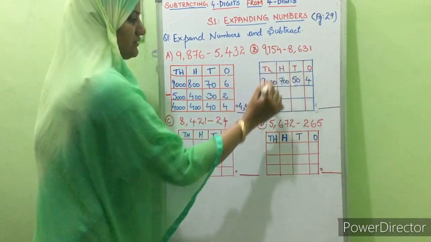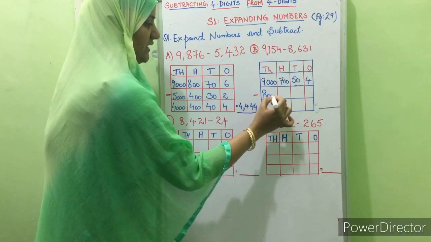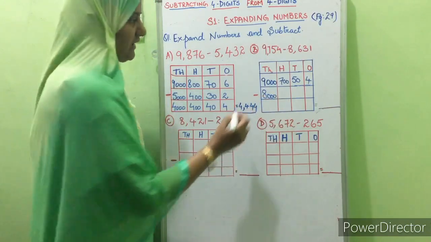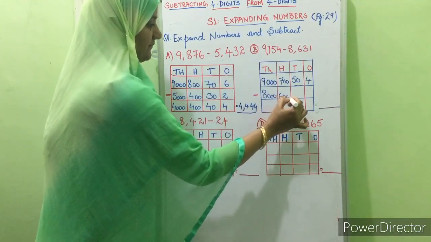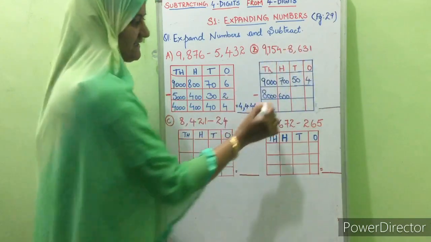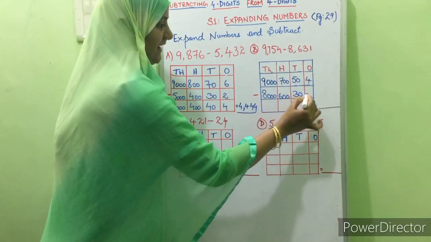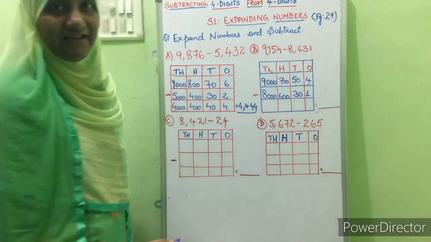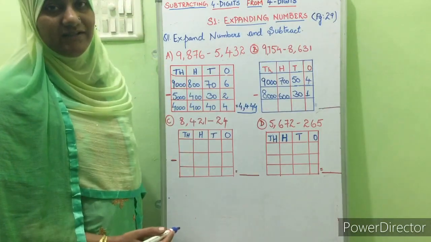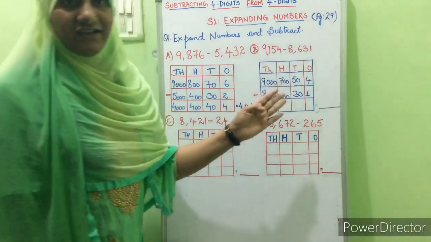Now how many blocks of 1,000? 8,000. How many hundreds? 6 hundreds. And how many tens? 3 tens. And 1 ones. Okay children. So it is very simple.